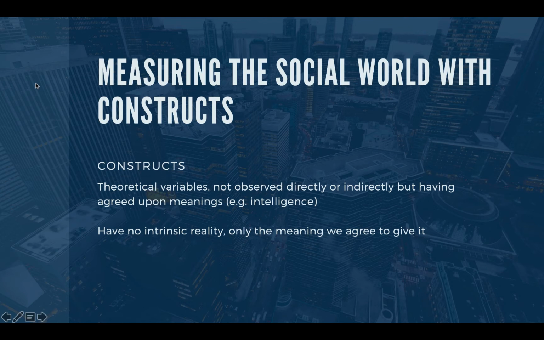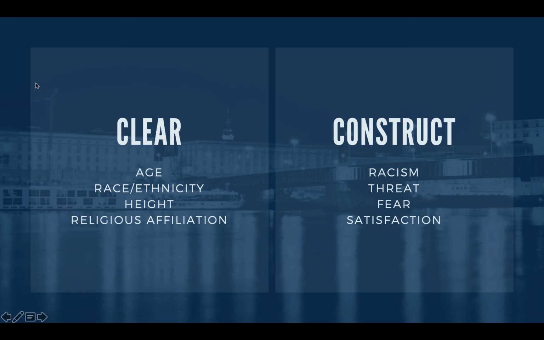So what this idea of a construct gets at is there's no intrinsic reality to that construct, but only the meaning that we agree to give to it. So it's a bunch of people coming together, a bunch of scientists, a bunch of researchers, all tackling various aspects of this construct, and then we get an overall sense of what it looks like. Constructs are difficult because it's really taking theoretical ideas that we have about the social world and trying to translate them into measurable variables. So I want to make a distinction again here.